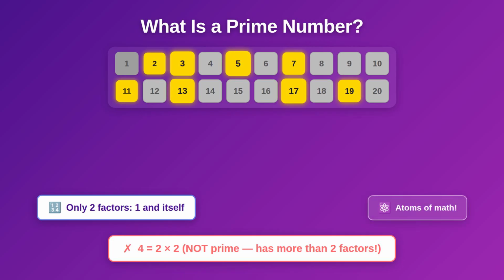So 2 is prime, 3 is prime, 5, 7, 11, 13, all prime. But 4 is not prime because 4 equals 2 times 2. It has more than 2 factors. Think of prime numbers as the atoms of math, the tiniest building blocks that can't be broken down any further. Marcus highlights all the primes on his number chart and is starting to see the pattern.